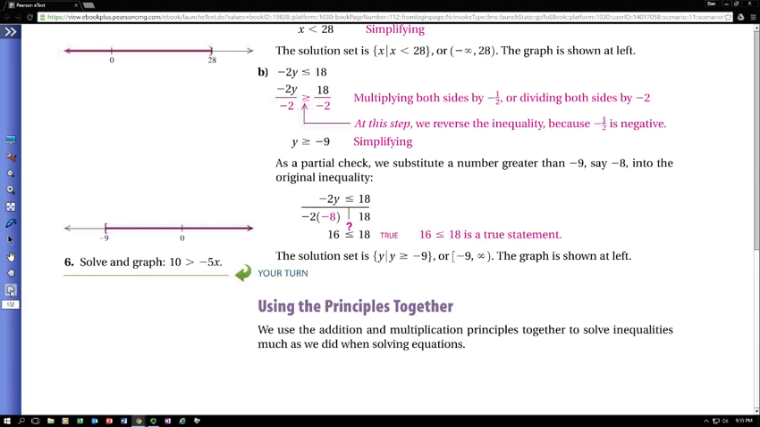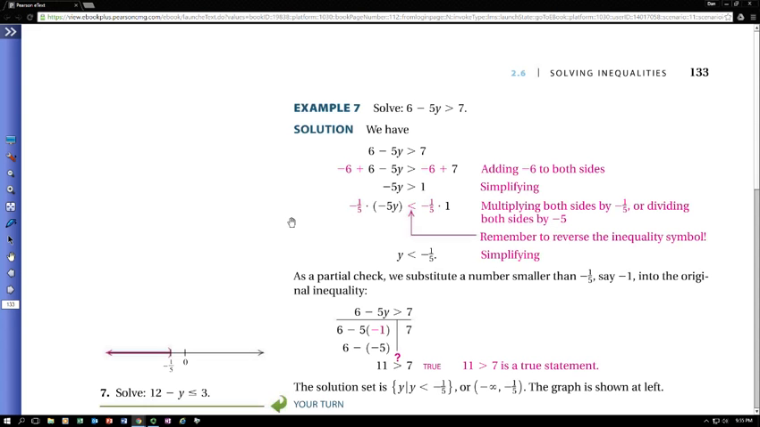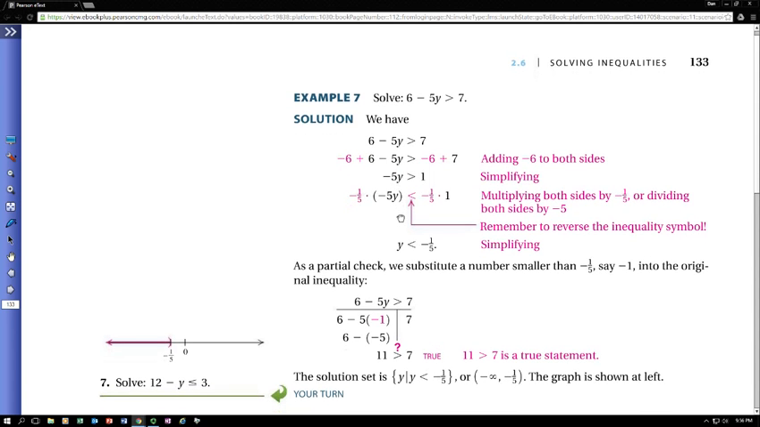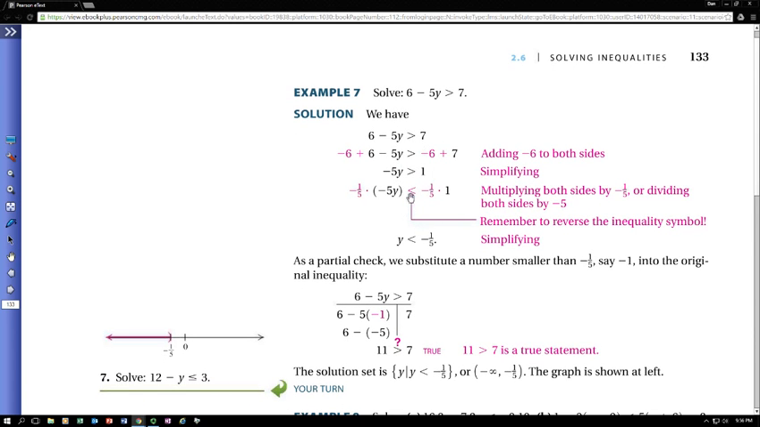And then the last part, just like with equations, is, well, we can do both. We can have both addition principle and multiplication principle. And they show us some examples of that, and we can go from there.